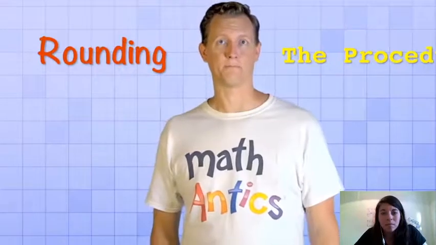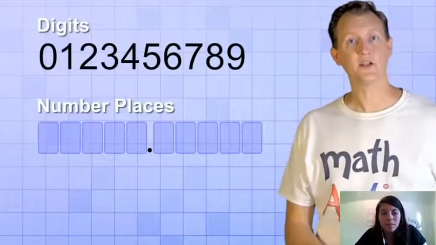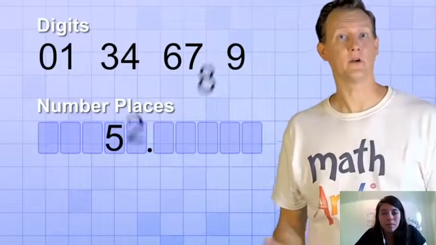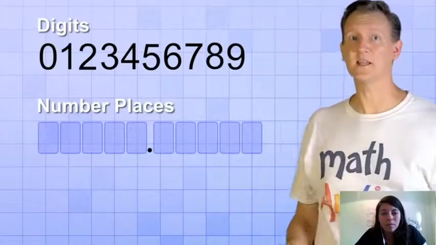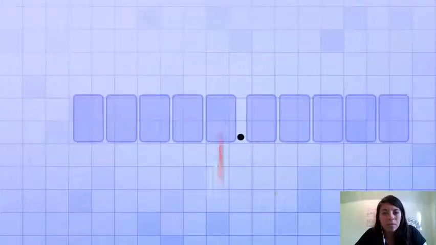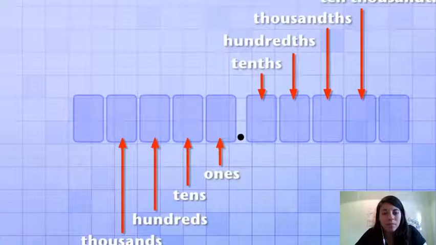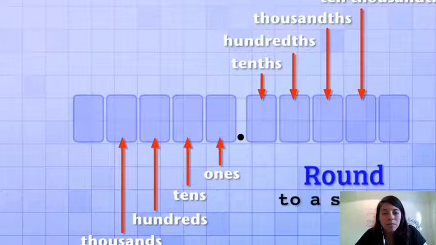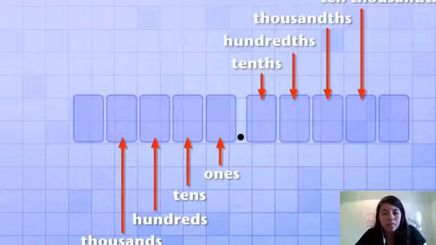For the rest of this video, we're going to focus on learning the procedure we follow to round off a number. Do you remember how our number system is based on digits and number places? Each digit of a number occupies a particular number place, and each number place is named according to the amount it represents, or counts. And it's important to know those names whenever you're rounding a number, because you'll usually be asked to round to a specific number place. For example, you may be asked to round a number to the nearest 10 or the nearest 100. Or you might be asked to round a number off to the nearest 10th or 100th.